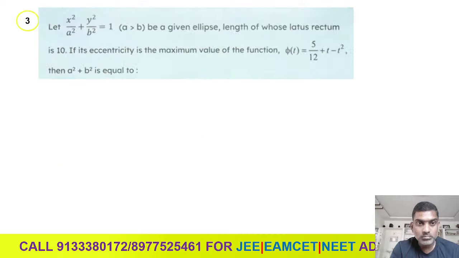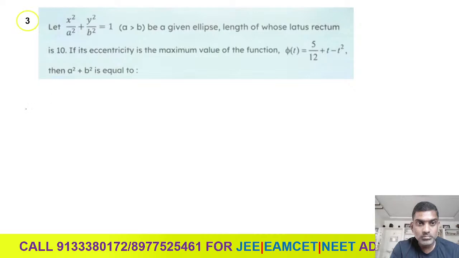Next, question number 2. Let x square over A square plus y square over B square equal to 1, where A is greater than B, be the given ellipse, the length of whose latus rectum is 10, and its eccentricity is the maximum value of the function phi of t is equal to 5 over 12 plus t minus t square. Then A square plus B square is equal to.